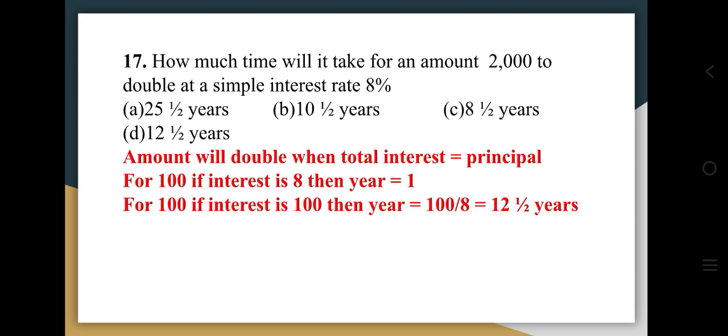But double means 100 has to become 200. That is, the interest has to be 100. So for interest 8, the year is 1. So for interest 100, what is the year? So 8 corresponds to 1. So what does 100 correspond to? So we have to divide 1 by 8, multiply by 100, that is 100 by 8. 100 by 8 is 12 and a half years. So the answer is choice D.